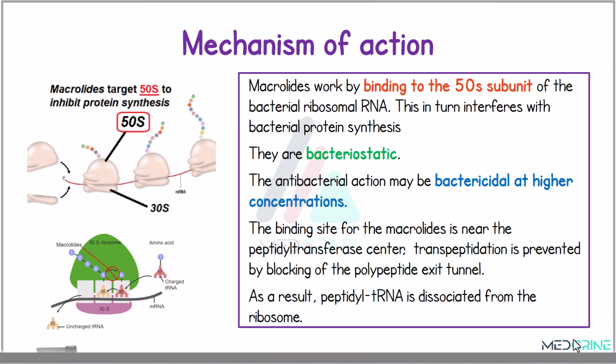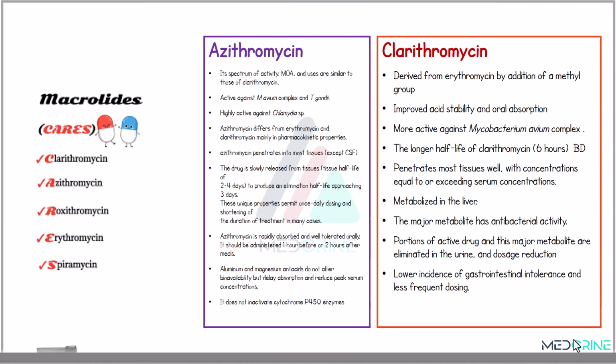Macrolides are known to be bacteriostatic. However, in higher doses, macrolides can become bactericidal, or they can kill the bacterial cell. But looking at the examples, we will focus on the commonest ones: erythromycin, azithromycin, and clarithromycin.